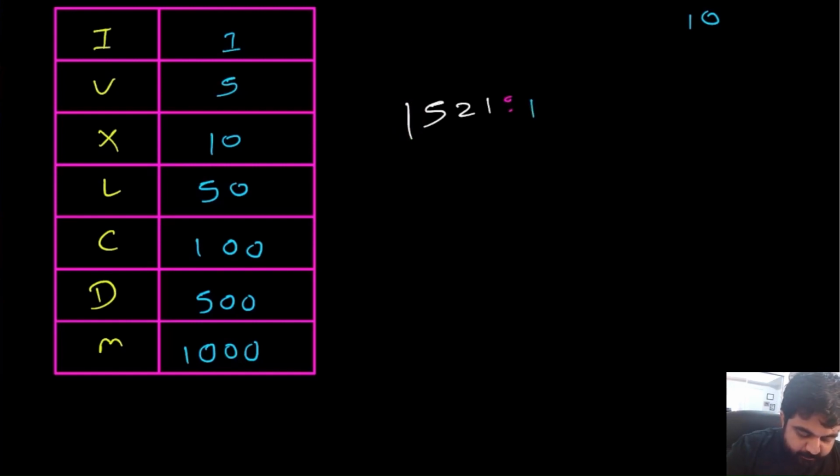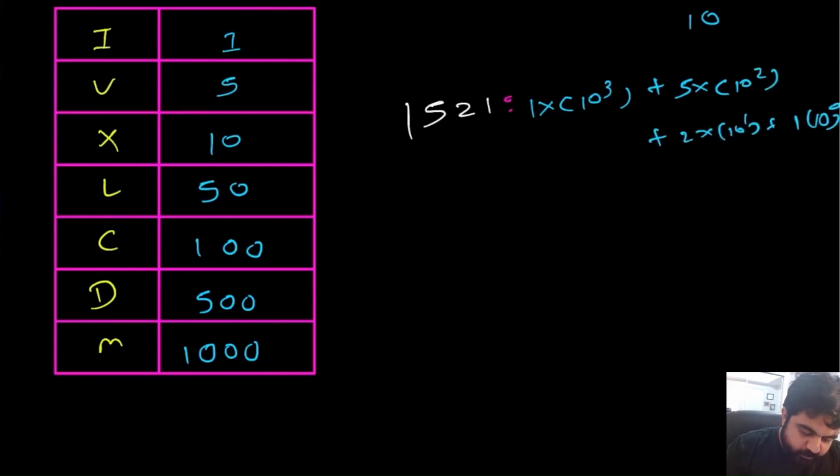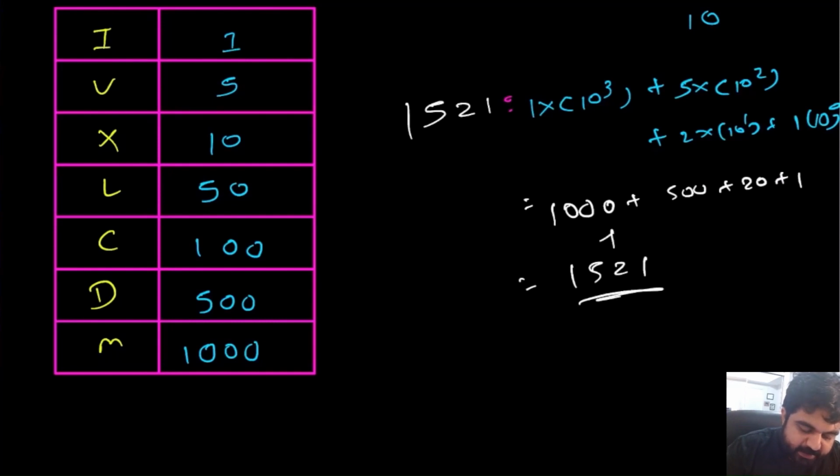This value has been formed by 1 multiplied by 10 to the power of 3, because there are 3 digits present after 1, plus 5 multiplied by 10 to the power 2. So if we sum these up, we get 1000 plus 500 plus 20 plus 1, and the sum of all of these leads us to the value of 1521. And this is how this value has been broken down. Now in this case, if we see, the largest value is always presented first, then the second largest value, then the third largest value, and then the smallest value. And this is how the numeric system works.